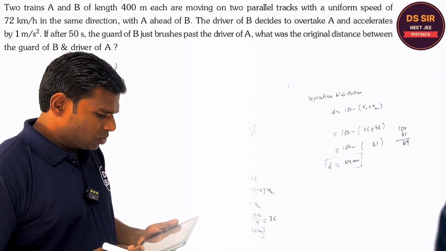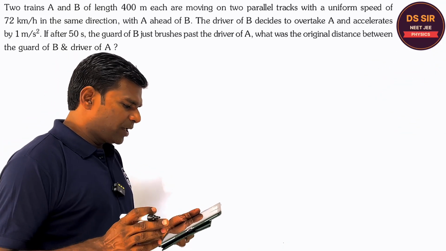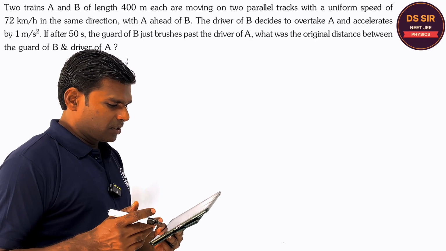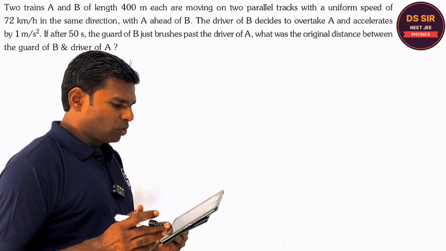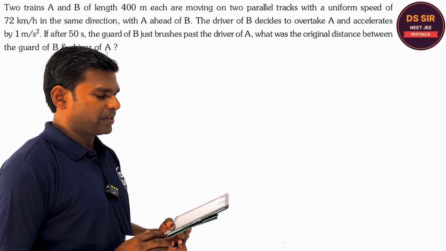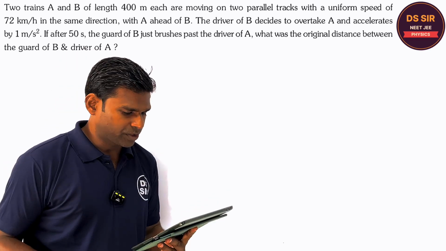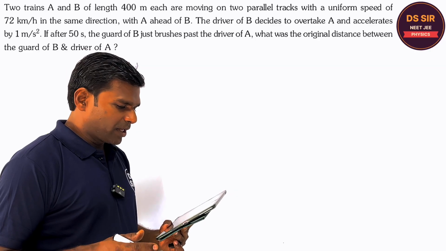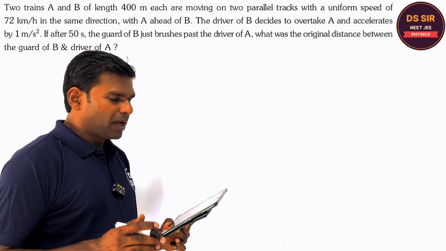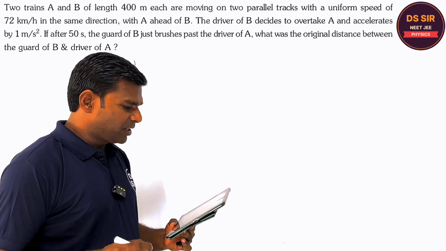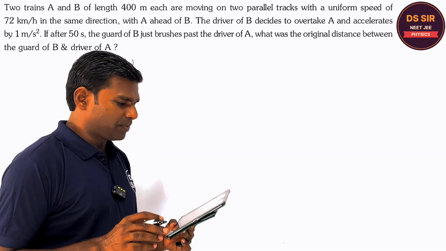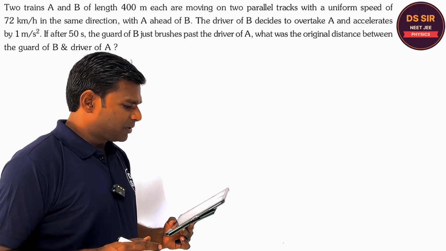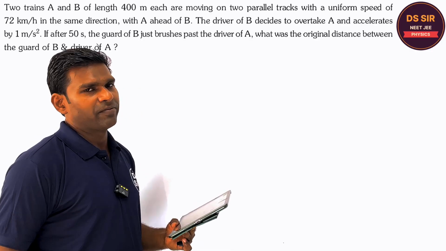Copy this. So in this question, the two trains A and B of length 400 meter each are moving on two parallel tracks with uniform speed 72 km per hour in the same direction. A is ahead of B. The driver of B decides to overtake A, accelerates by 1 meter per second square and takes 50 seconds. The guard of B just brushes past the driver of A. What is the original distance between the guard of B and the driver of A?